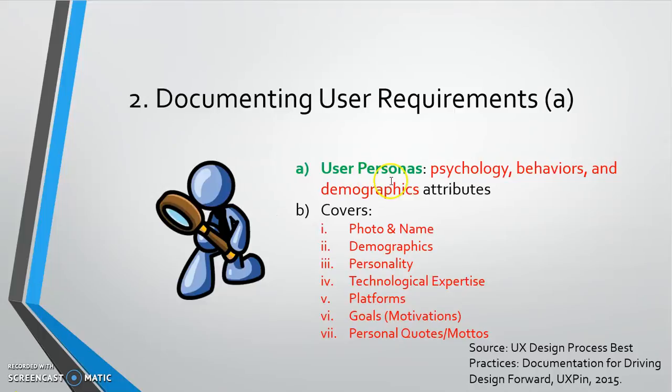Firstly is user persona. User persona focus on the psychology, behavior, and demographic attribute. User persona covers the photo, the name, demographic attribute, the personality, technological expertise, platform, goal, or even personal quotes or motto. So indirectly, user persona is a small write-up regarding the particular user which will outline the user's requirement.